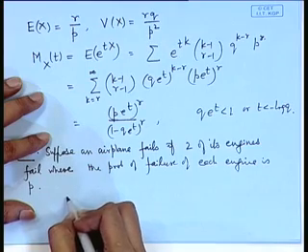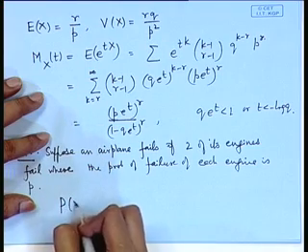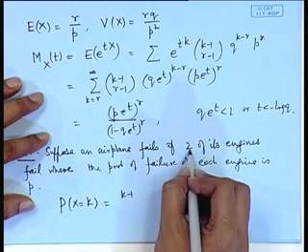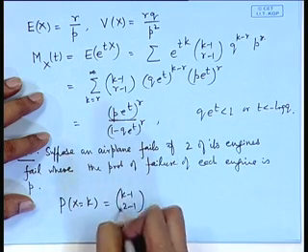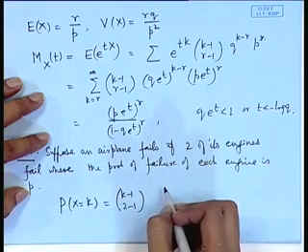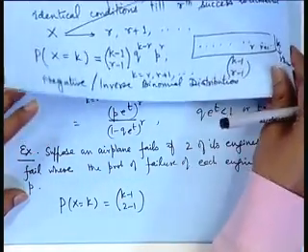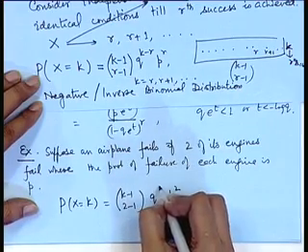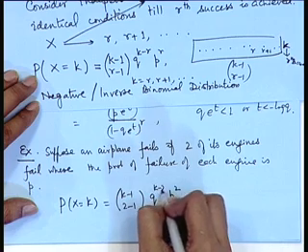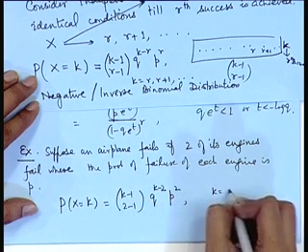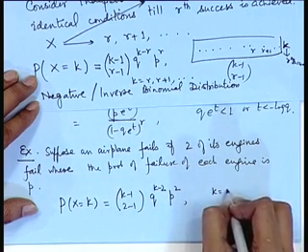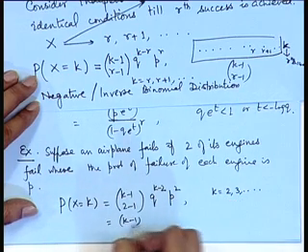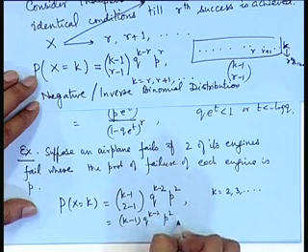So, if we consider probability of x equal to k here, then that will be equal to k minus 1 c r minus 1, that is 2 minus 1, and p is the probability of failure here. So, we need 2. So, p square and q to the power k minus r, that is k minus 2, for k equal to 2, 3 and so on, that is equal to k minus 1 q to the power k minus 2 p square.